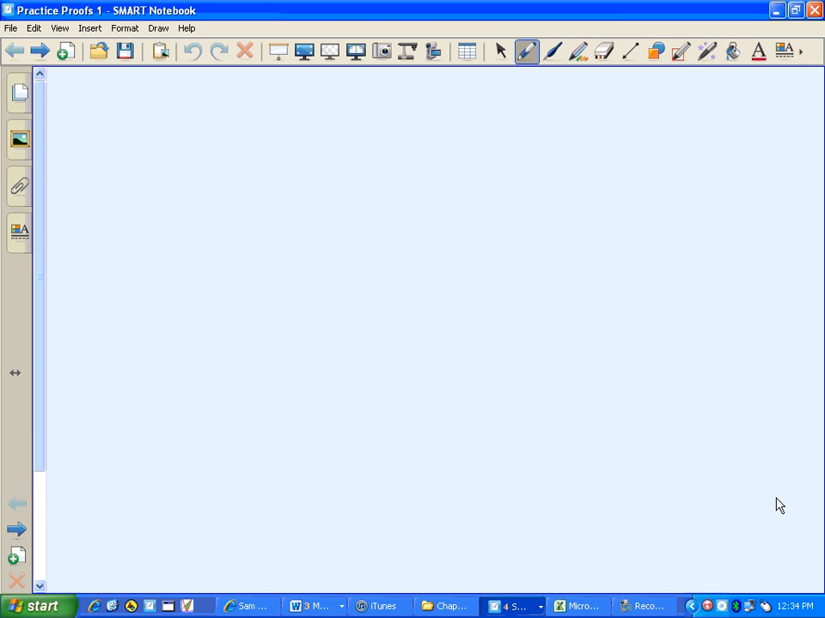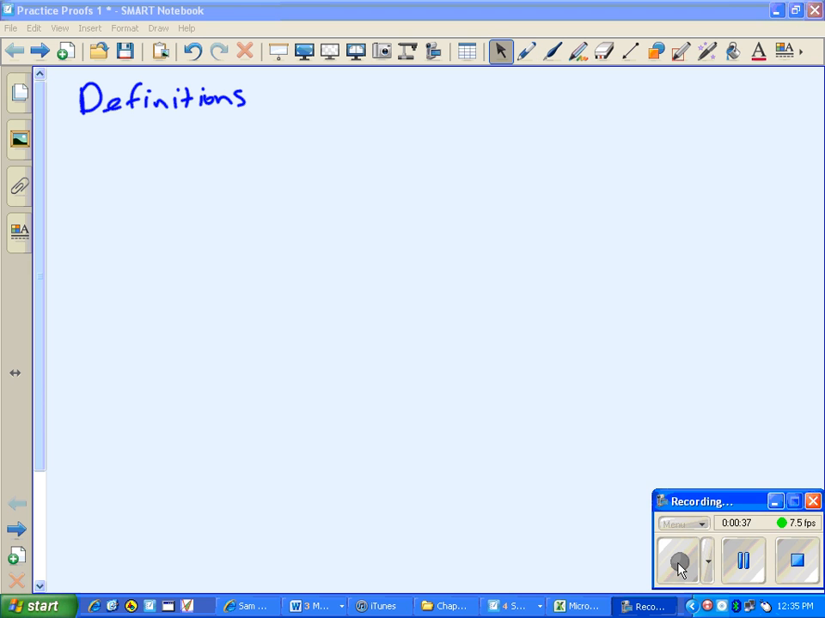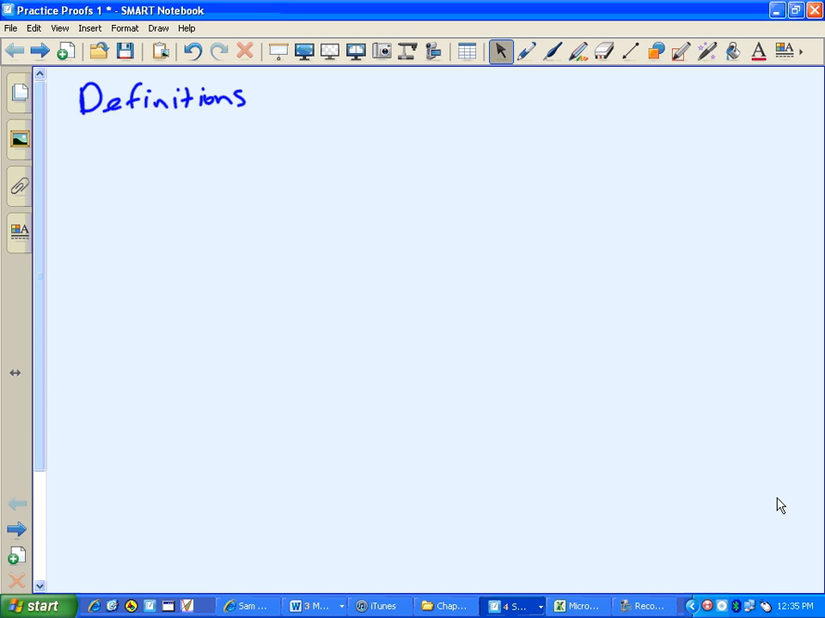Okay, so the main one is definitions. Any definition, anything that's defined, you can use in a proof. So any definition that we've learned, for example, we've learned the definition of congruence.